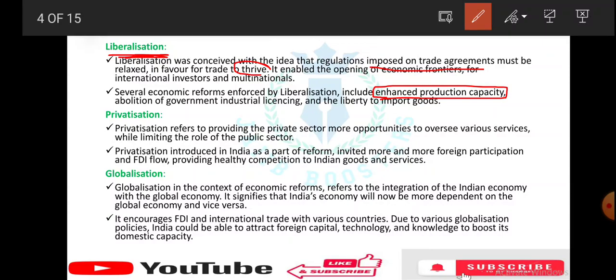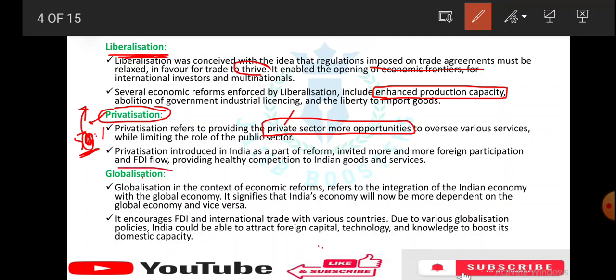Next, coming to privatization. We know the privatization term very well, which is a burning topic now. Privatization refers to providing the private sector more opportunities to oversee various services, while limiting the role of the public sector. It means that in privatization there should be a main role for the private sector. We can easily say that privatization means more than 50% share should be held by the private sector. Privatization introduced in India as part of reform invited more and more foreign participation and FDI flow, which will provide healthy competition to Indian goods and services.